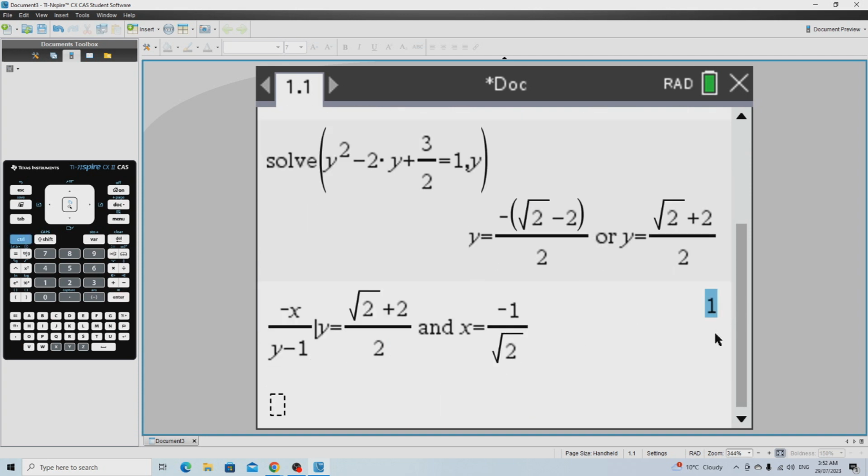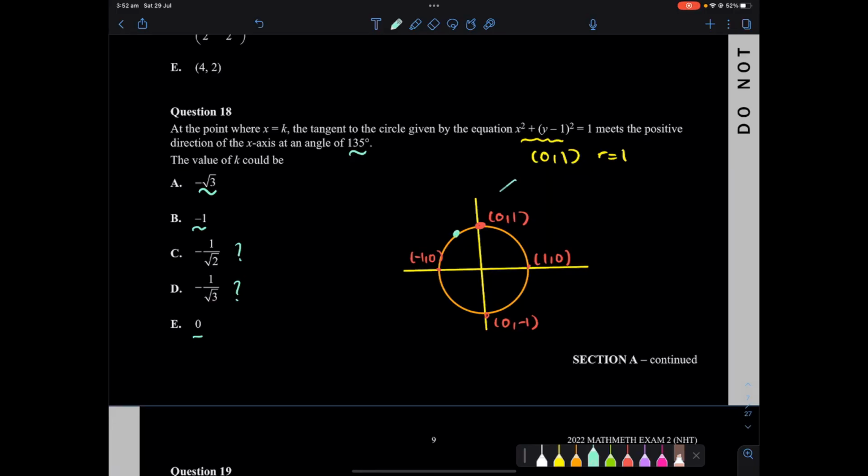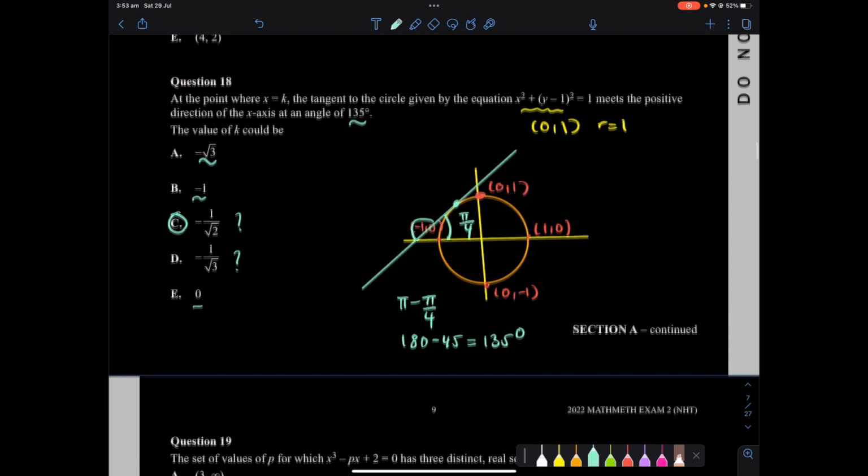Given that y is this and x is this, we get 1. So let's say we were drawing a tangent. This angle over here is 1, which means pi over 4. So this angle over here is pi minus pi over 4, which is 180 minus 45, which is 135 degrees. So C is your answer for that one.